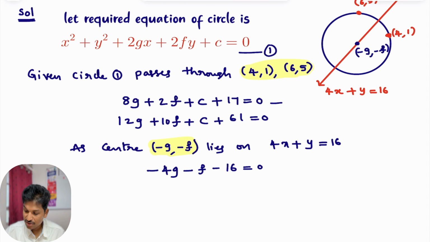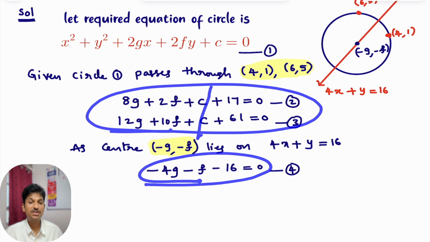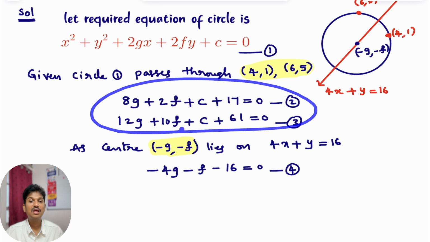Now you take these equations like this. This is the second equation, this is the third equation, this is the fourth equation. While solving these equations, you follow this pattern. What is the pattern? First, I'll solve these two equations. In these two, I'll cancel the C term. So I'll get an equation in terms of G and F. Here, one more equation is there in terms of G and F. I'll solve those two, then I'll get the G value, F value. Those G value, F value, I'll substitute in any one of these two equations. Then I'll get the C value. I hope you understand the basic idea.